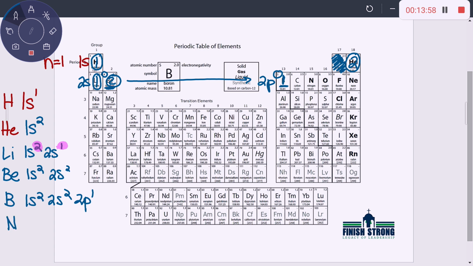What if I was doing nitrogen? Walk me through that one. Where are the first 2 electrons? 1s2. 1s2, okay. The next 2 would be? 2s2. 2s2. And then you would cross over. We have 2p1, 2, 3.